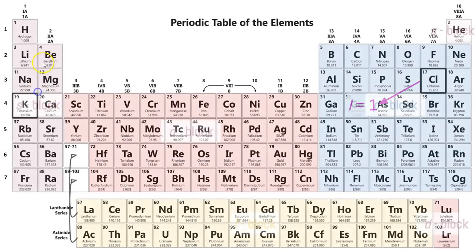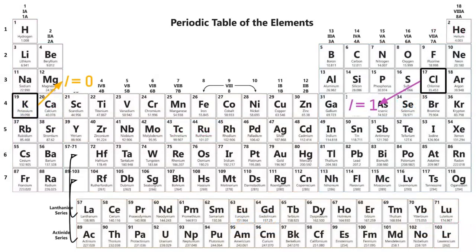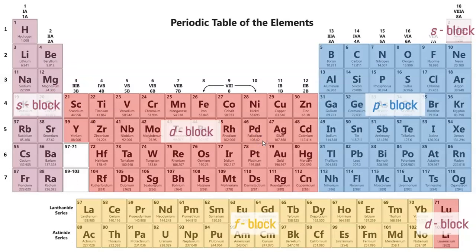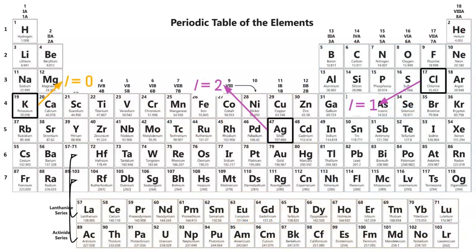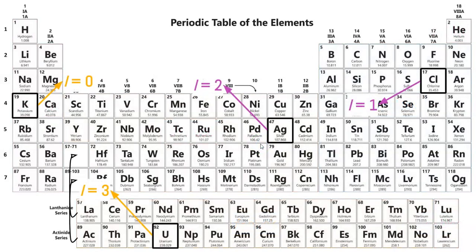Looking at potassium, potassium is an S block. S block L equals 0, so therefore potassium's L equals 0. Silver. Silver is in our D block, and we just wrote that D block, L equals 2. And uranium is in our F block, and F block equals 3, so uranium's L is going to equal 3. And that is our angular momentum quantum number.